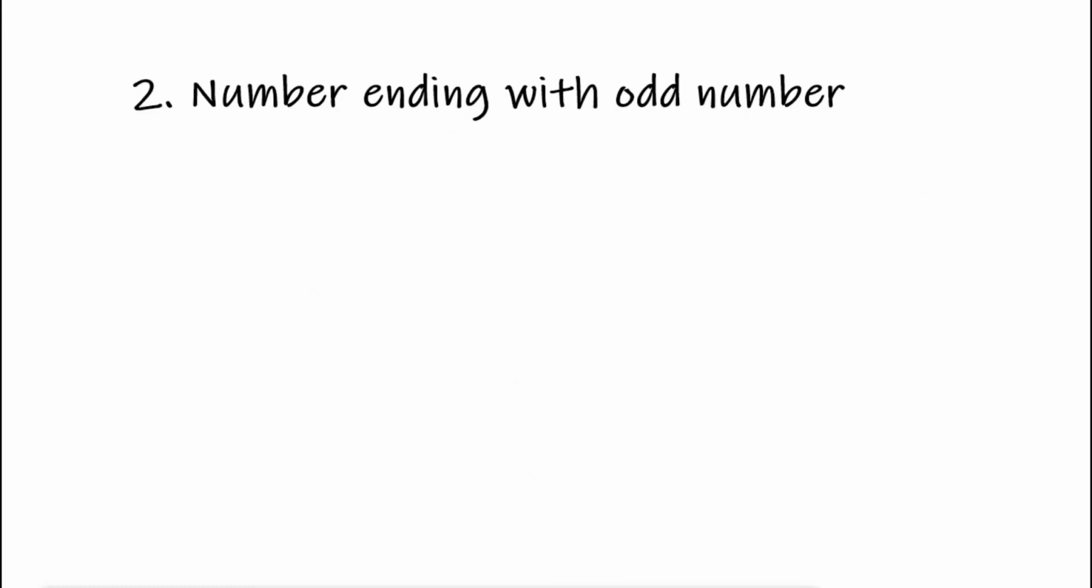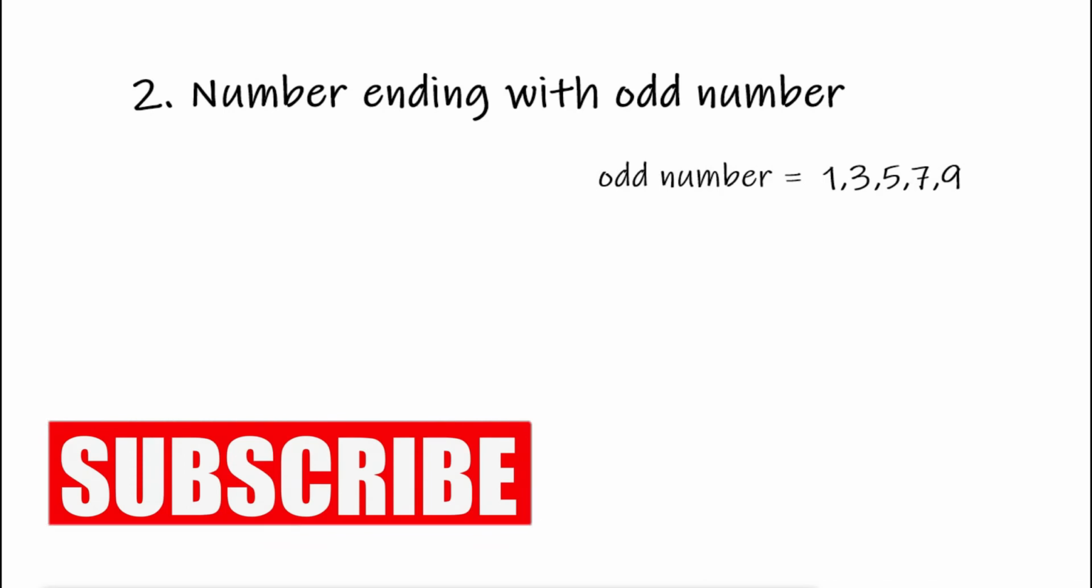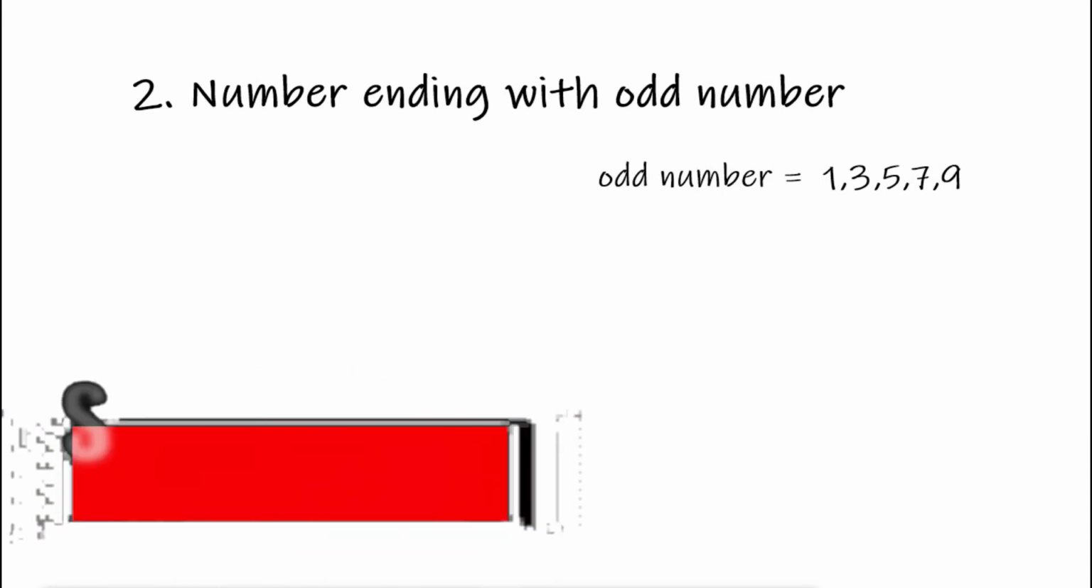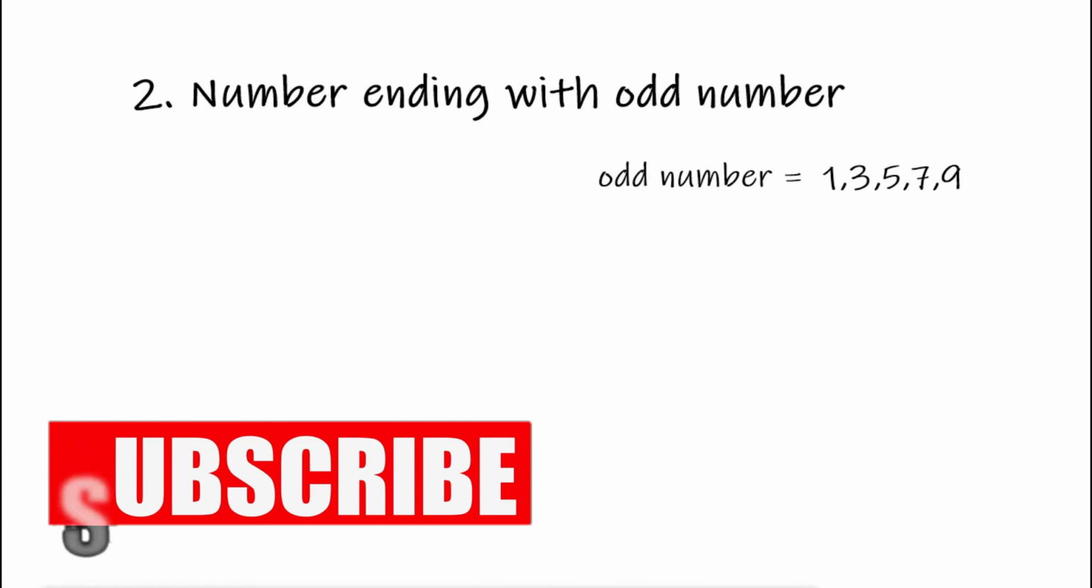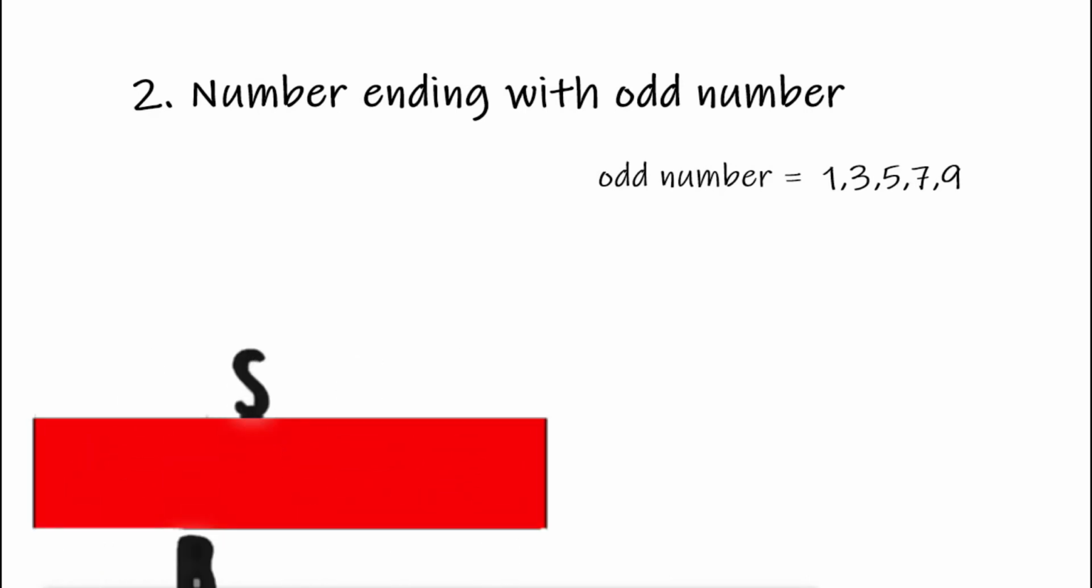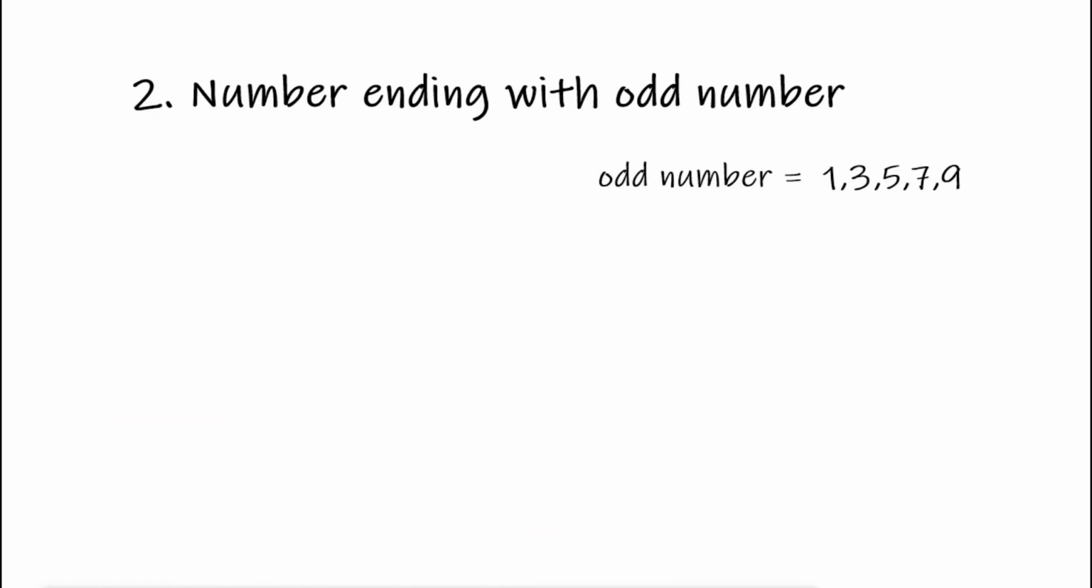Now we will see the second technique, for a number ending with an odd digit. We have to simply identify the number. If the last digit is odd, then we follow this technique, and if the last digit is even, then you follow the first technique. Odd numbers are numbers which have no pairs. If the last digit of your number is 1, 3, 5, 7 or 9, then you can say this number is odd.